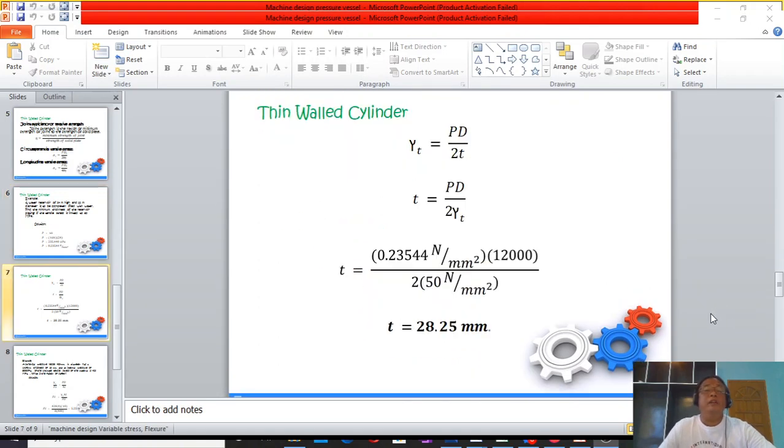So, considering now the equation, the tangential stress is equal to PD over 2t. So the thickness is PD over 2 multiplied by the stress. Substituting now the given values, the thickness is equivalent to 28.25 millimeters.